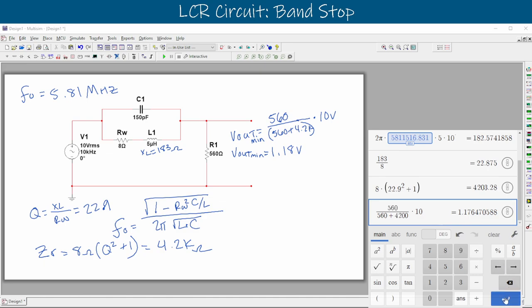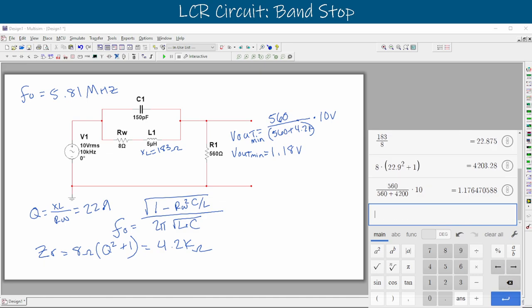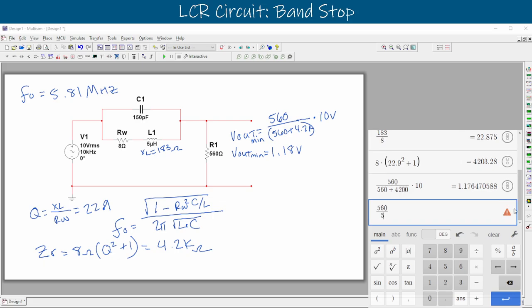So when we send this one out, we can do the opposite. We can do the maximum output voltage, and that uses the full winding resistance, not the one that's a part of the quality, the ZR that we just found. So we're going to do the same equation, 560 on top, divided by 560 plus our winding resistance of 8. Right? And that's going to give us the maximum output. And we'll multiply that by our 10 volt VRMS. So our Vout maximum is equal to 9.86 volts. And that's also a VRMS value.